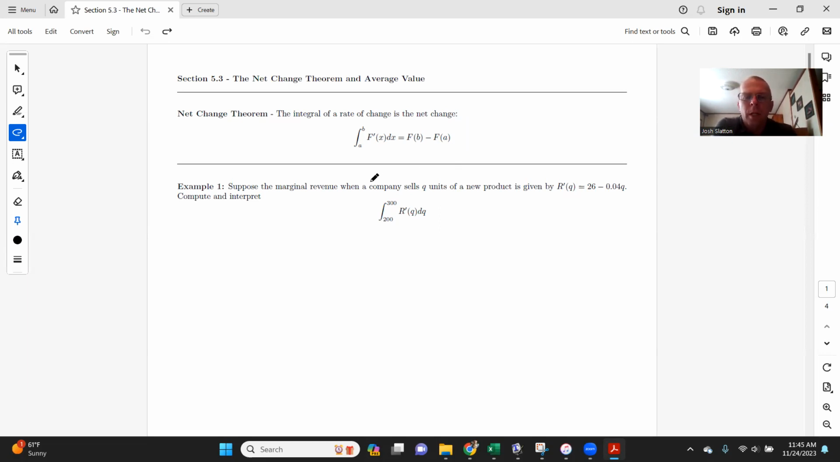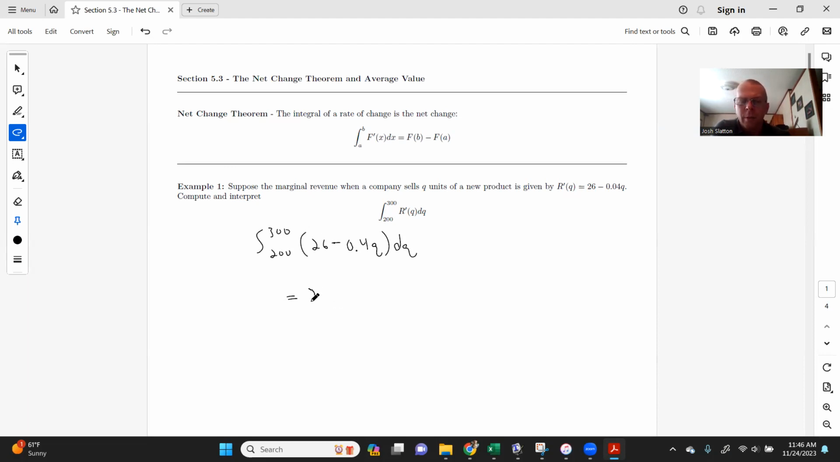Suppose marginal revenue when a company sells Q units of a new product is given by this function here, R prime of Q. Compute and interpret the net change between 200 and 300, or compute this integral. So it's a fairly straightforward antiderivative that we need to get, as long as you've been doing the sections before this. And so we're just going to use the power rule in reverse.